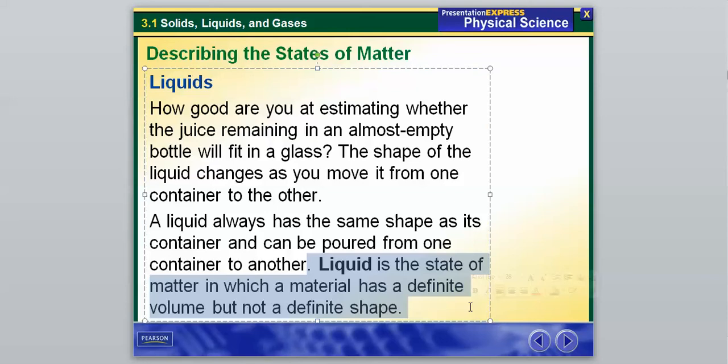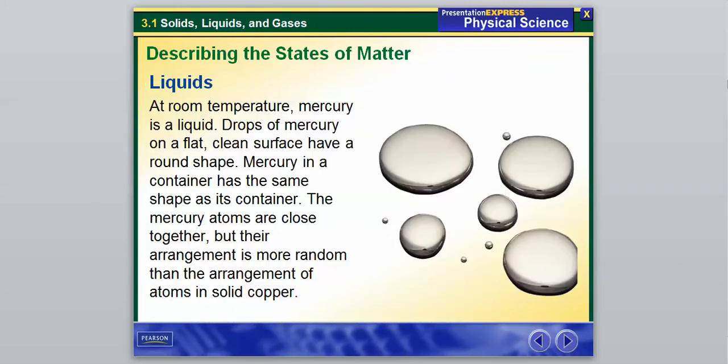It's similar to a solid in the fact that it has a definite volume, but it is different from a solid in that it does not have a definite shape. That is the big indication of a liquid. And our example is that at room temperature, mercury is a liquid, and drops of mercury on a flat, clean surface have a round shape, as you can see over here on the picture on the right. So this is what mercury looks like in the liquid state.